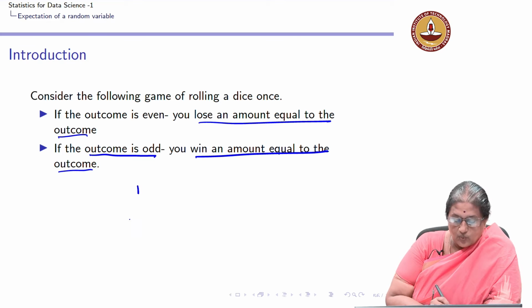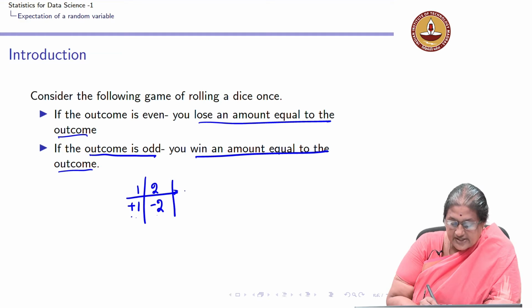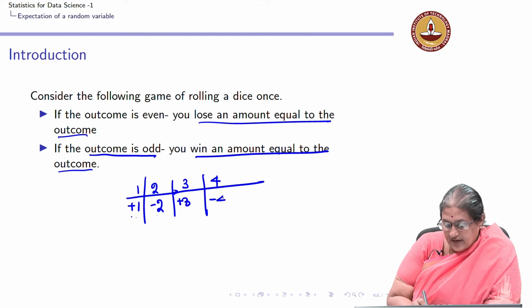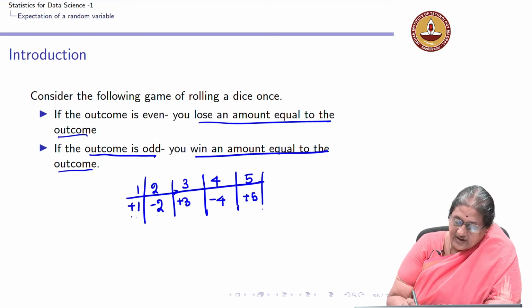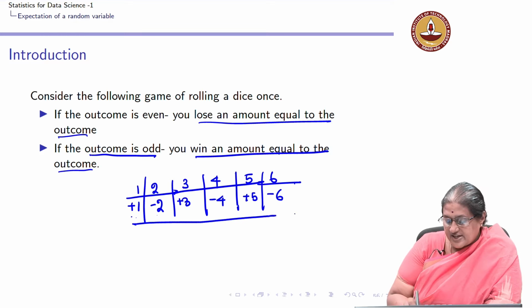My outcomes are 1, it is odd, so I win an amount of +1. Outcome is 2, I lose an amount. So if I win, I am going to put a plus, and if I lose, I am going to put a minus. So 2 is -2, 3 is odd, so I win +3, 4 is even, I lose -4, 5 is odd, I win +5, and 6 is even, I lose -6.